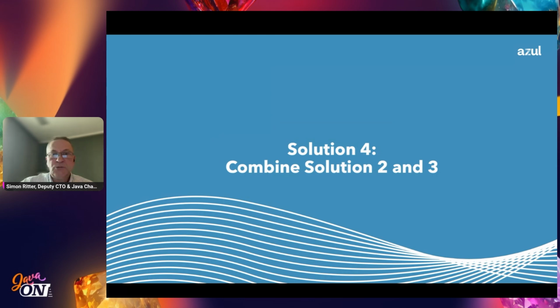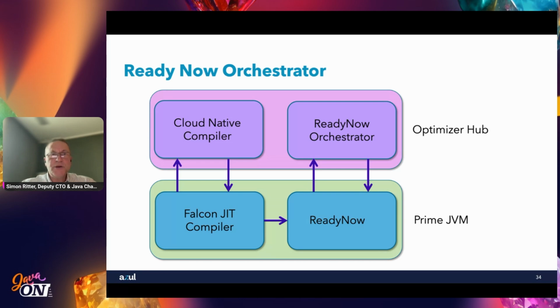Solution number 4. So what we can do here is combine solution number 2 and solution number 3. So this is what we call the Ready Now orchestrator. Realistically, all this is doing is saying, okay, we'll have the cloud native compiler, but we'll also keep the Ready Now profiles as part of that, so that you can combine the two things: have your cloud native compiler, have your Ready Now information about which classes need to be loaded, which classes need to be initialized, and so on. And that, again, is doing very much the same sort of work that the Project Leiden is looking at doing.